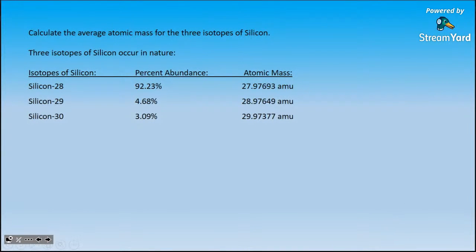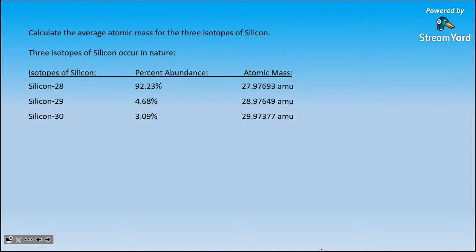In this particular example, we're looking at silicon. We find in nature that there are three isotopes of silicon: silicon 28, silicon 29, and silicon 30, with percent abundances of 92.23, 4.68, and 3.09 respectively. Each one of these isotopes has its own unique atomic mass, but you're not going to find those three atomic masses on the periodic table. What you're going to have on the periodic table is the weighted average of these isotopes, again based on their percent abundance.